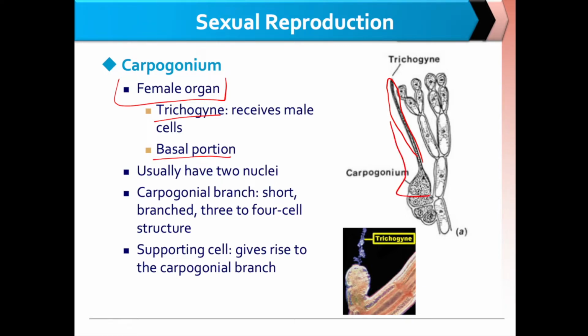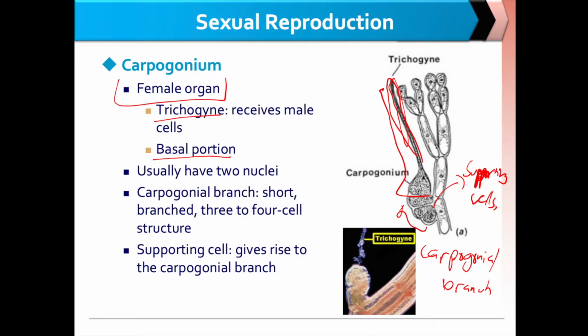This portion right here, siya si carpogonium natin. Itong portion na to si trichogyne. Tapos, itong babang ito, itong mga maliliit na cells na nandito, ang tawag naman natin dyan ay, that's your carpogonial branch. So that's your carpogonial branch. Ito naman yung mga malalapit dito, no? Yan yung supporting cells natin. So that's your supporting cells right there.